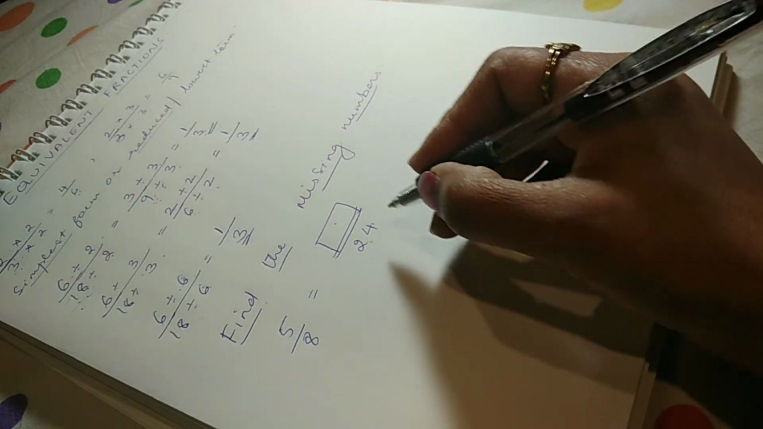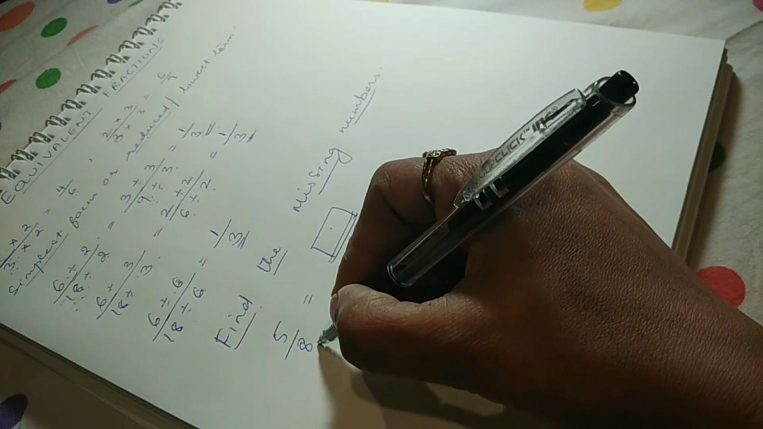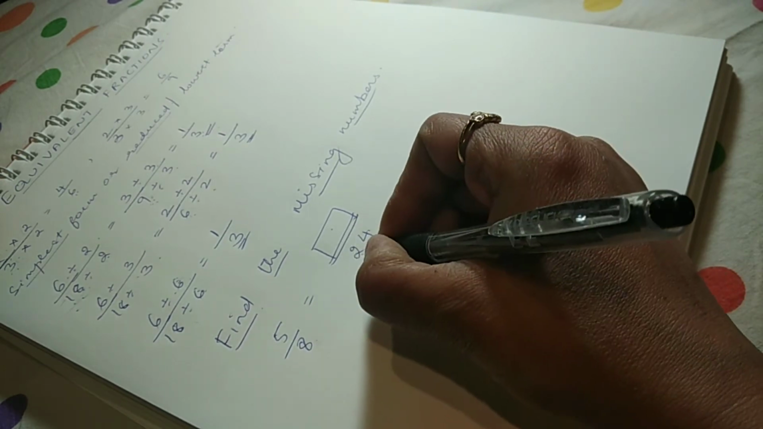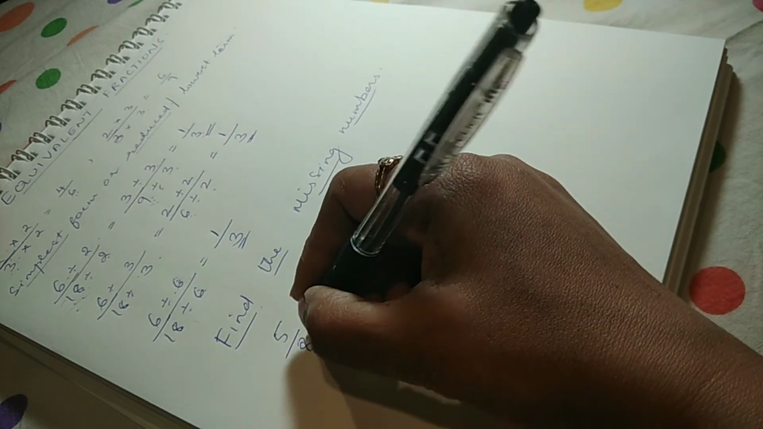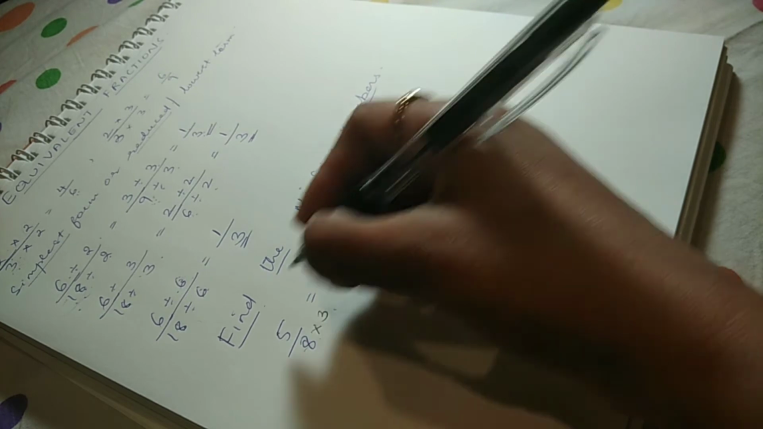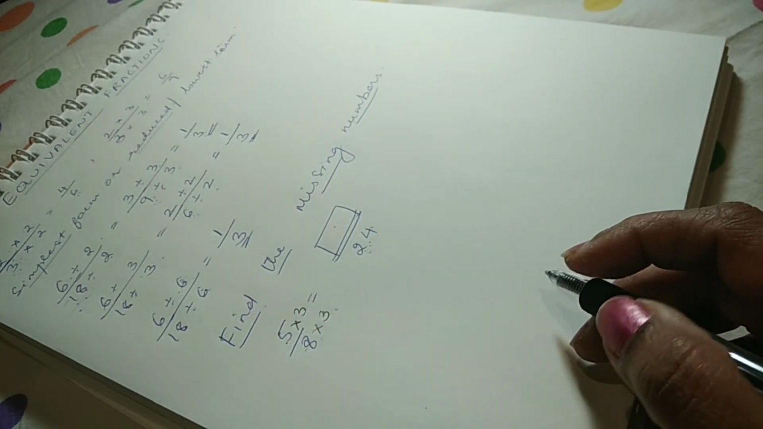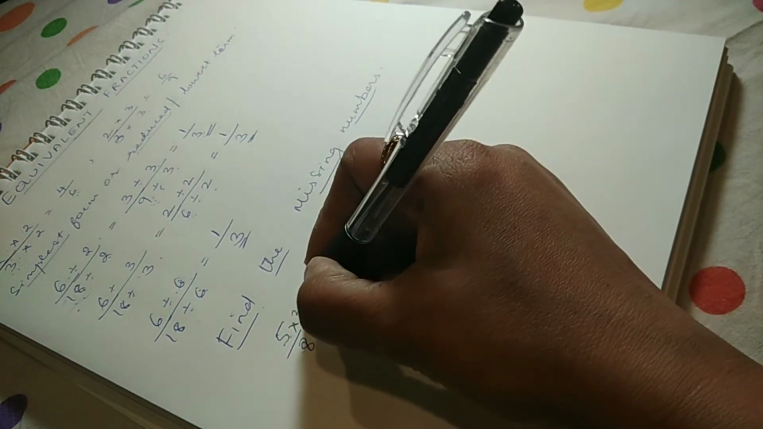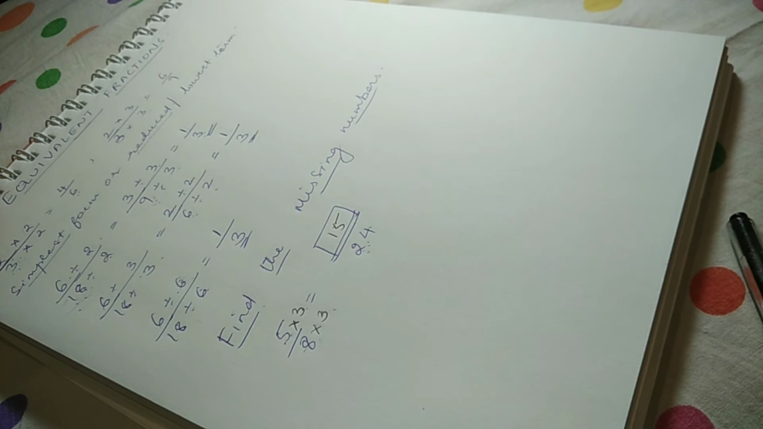So what we can do here is find out how we received 24, like what we multiplied 8 by to get 24. So 8 times 3 is 24, isn't it? 8 times 3 is 24. So we will multiply 5 times 3 also, because the numerator and denominator both have to be multiplied with the same number. So 5 times 3 will be what? 15. So here the missing number will be 15.